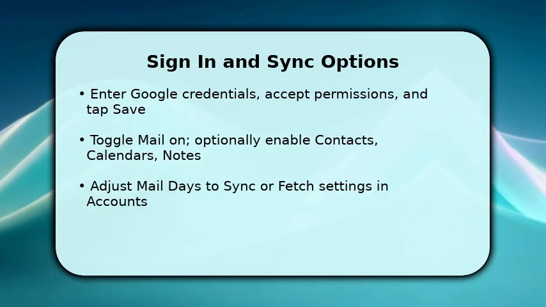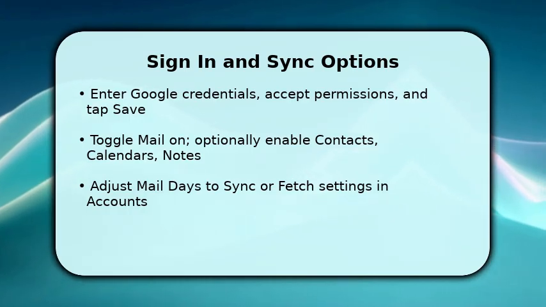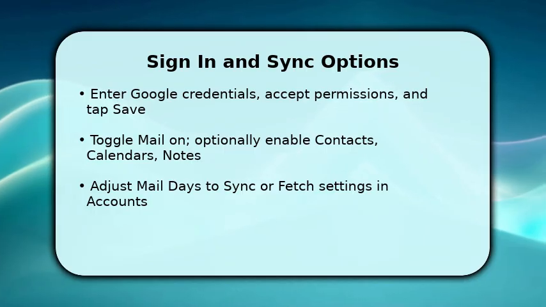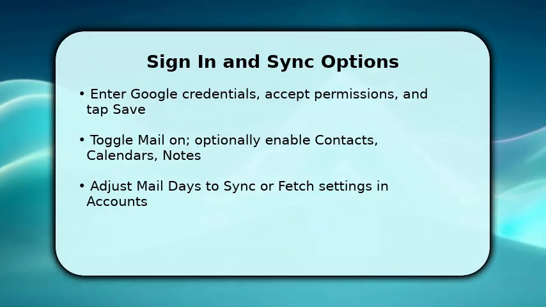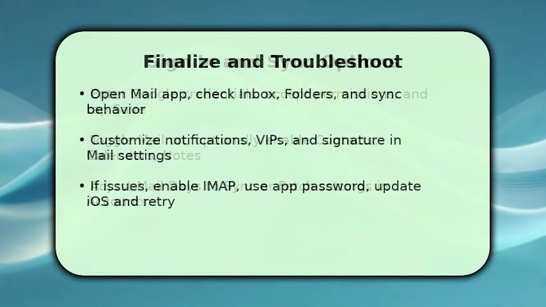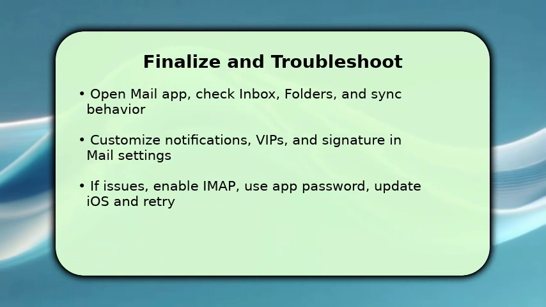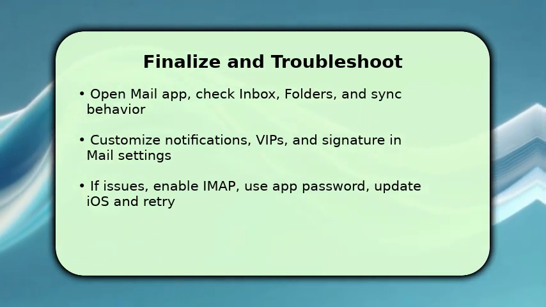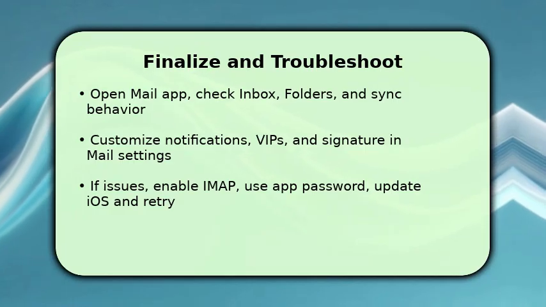If Mail doesn't appear, choose Add Account, Other, and set up IMAP manually using imap.gmail.com and SMTP, smtp.gmail.com, with your credentials. Open the Mail app to confirm messages are downloading. Check all inboxes and Gmail folders like Sent and Labels. Make sure notifications and VIP settings match your needs and edit your signature if desired.